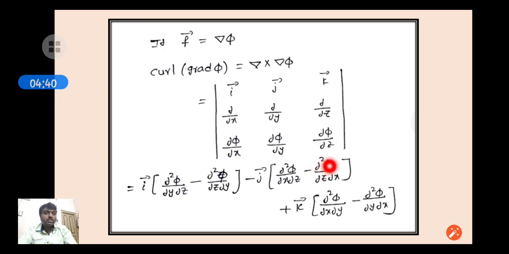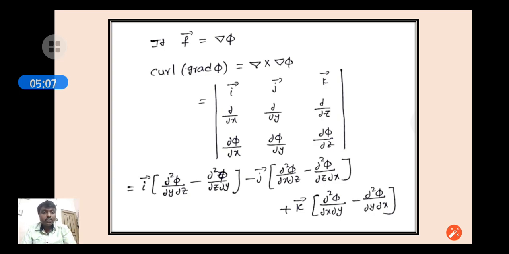Plus k bar into, by deleting the third column and first row, I am writing dou by dou x of dou phi by dou y, that is dou square phi by dou x dou y, minus dou by dou y of dou phi by dou x, that is dou square phi by dou y dou x. Okay, this is the way we can calculate the determinant.